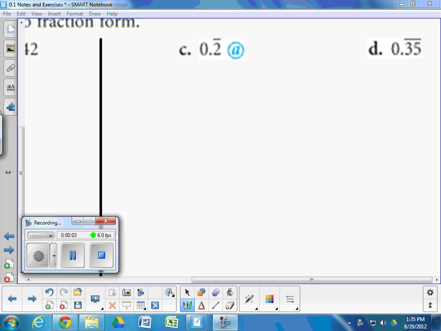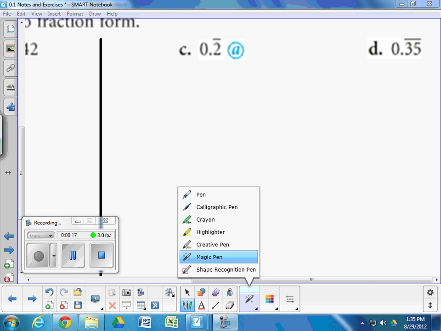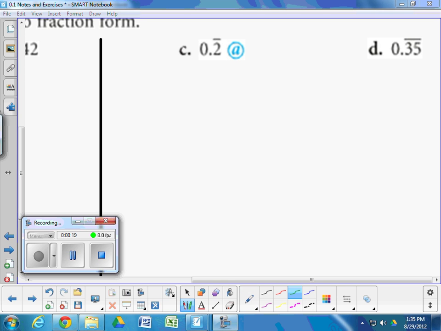All right, number 15 in the textbook, in that section. We're going to do C and D. This is how we convert a repeating decimal to a fraction. This is one way to do it, and it's a good way. It involves a little bit of algebra.